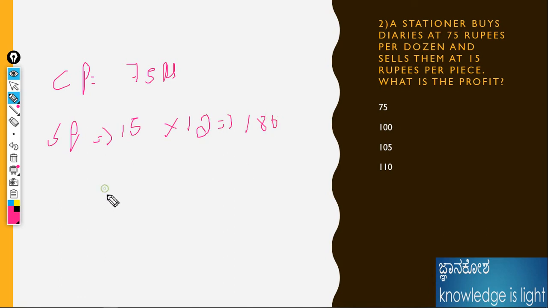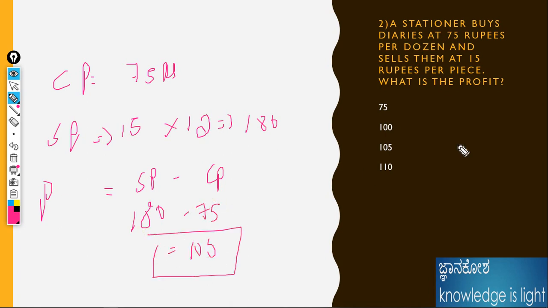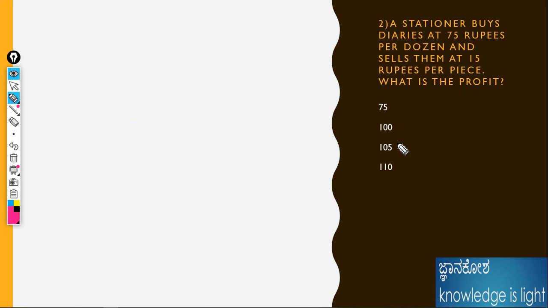Okay, 180. Therefore, what is the profit? Profit we already know is SP minus CP. Therefore, 180 minus 75. 105 is the answer. Okay, 105 is the answer. Now move on to the next question.